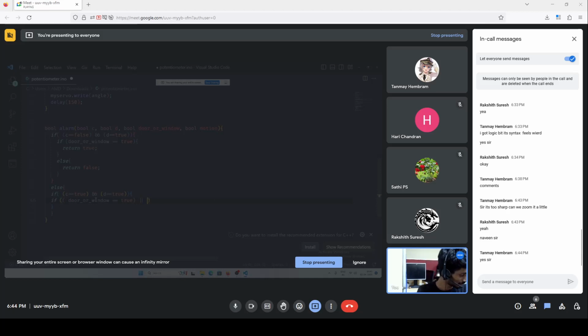Or motion is equal to true, then it returns true, else return false, and in every other case you return false.